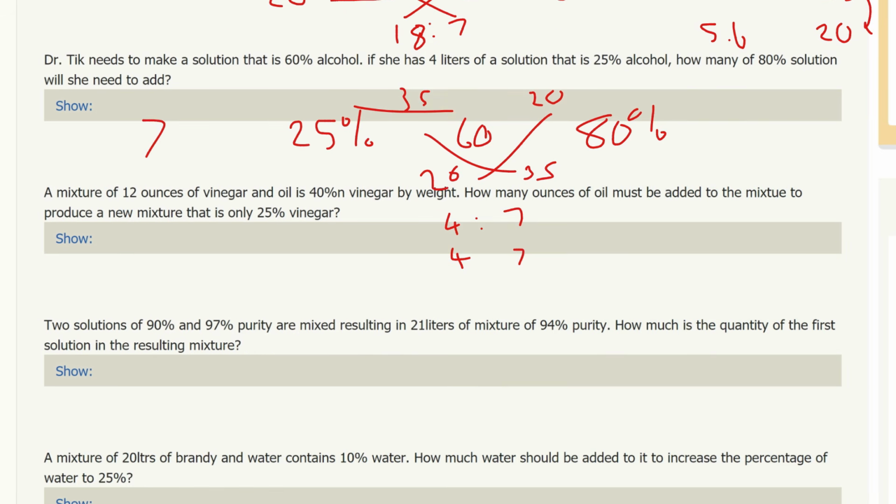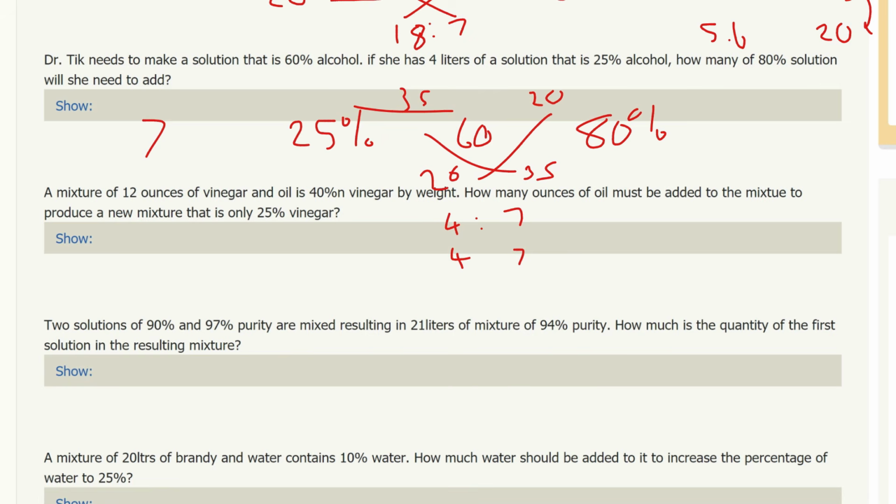Okay, next one. I'm not sure I'll do all of these, but I'll keep going while you're interested. A mixture of 12 ounces of vinegar and oil is 40% vinegar by weight. How many ounces of oil must be added to the mixture to produce a new mixture that is only 25% vinegar? This was like my second question.